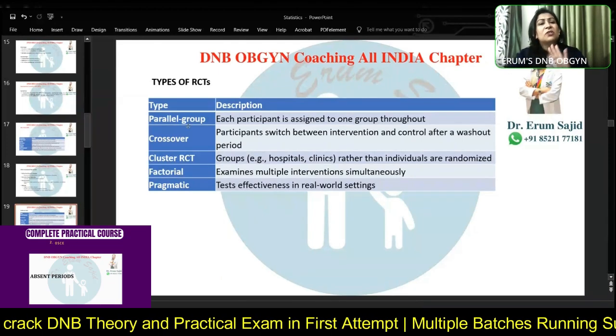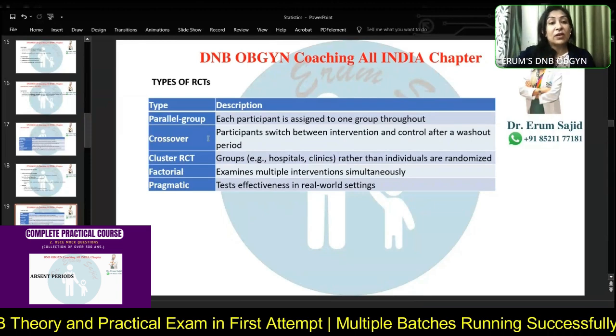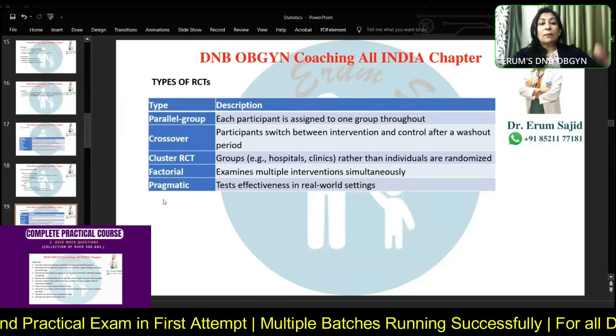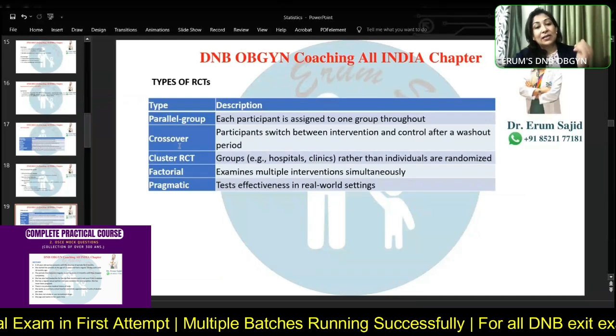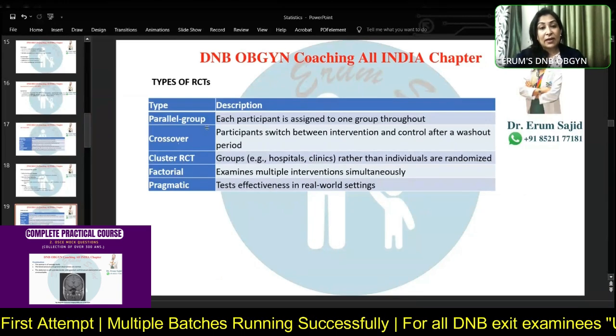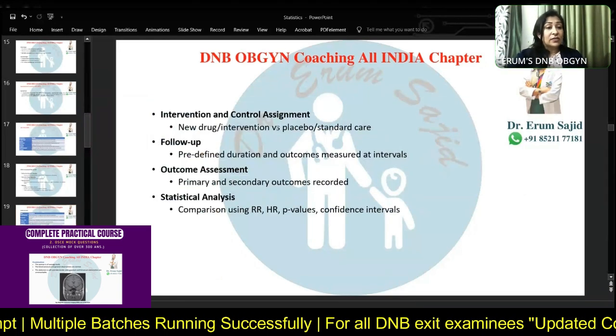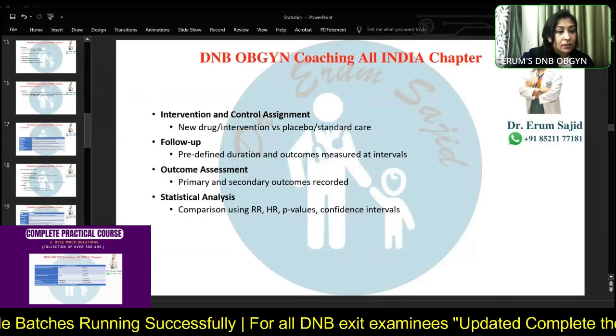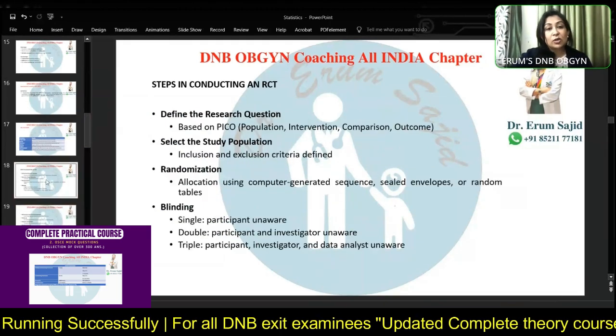This is not so important. I'm just trying to tell you what exactly are the types of RCTs. So this you can just remember: parallel group, crossover, cluster, factorial. Don't forget about pragmatic. And of course, then you have the... Sorry, this was actually to be done after that.